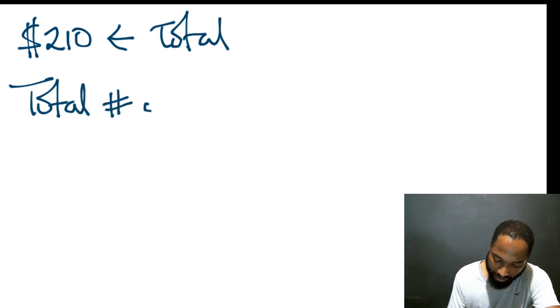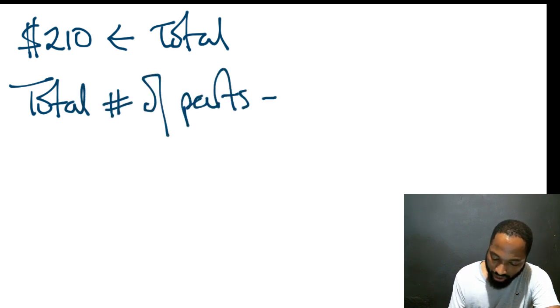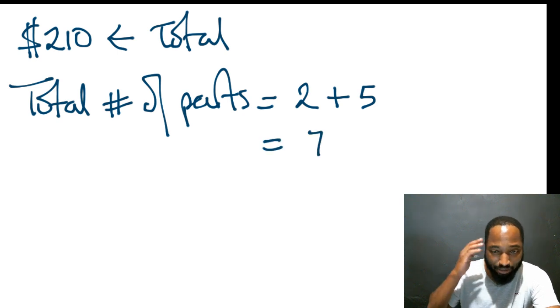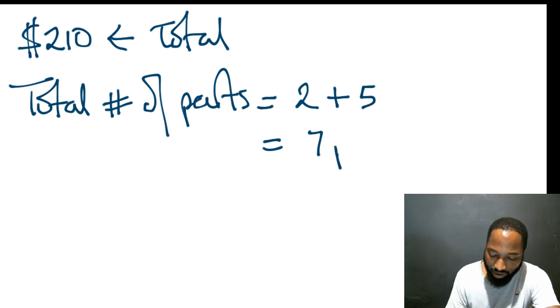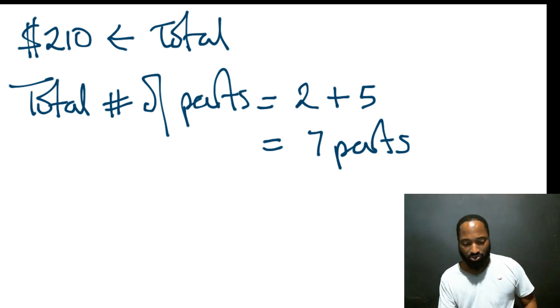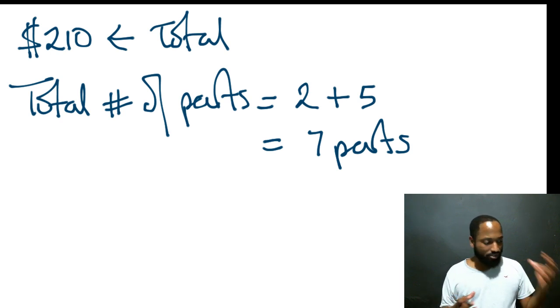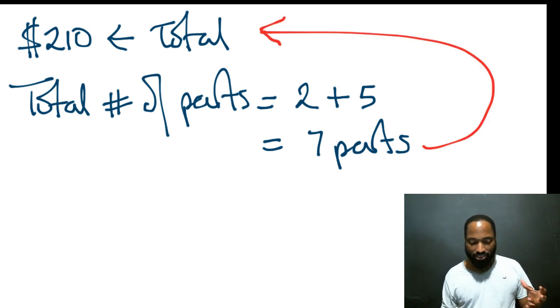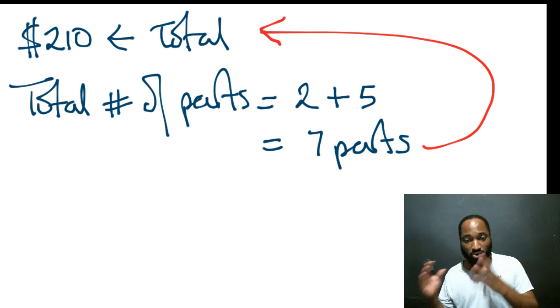Total number of parts. This is a working: it is equal to the 2 that Christian gets plus the 5 that Roseanne got. So this is actually 7. So the aim in my mind is to find for one. What does this 7 parts represent? This represents the total number of parts. And the total number of parts, Christian's money and Roseanne's money, adds up to $210. So 7 parts represent $210.